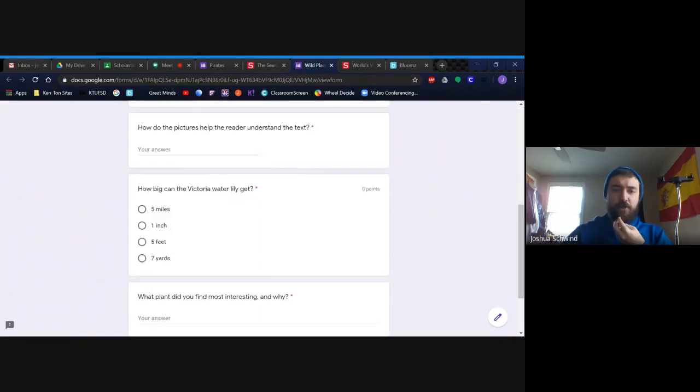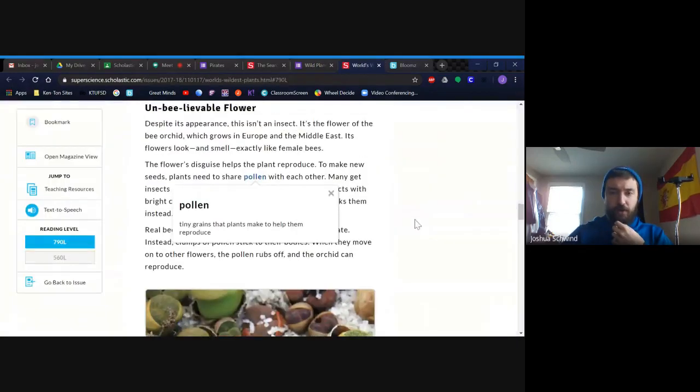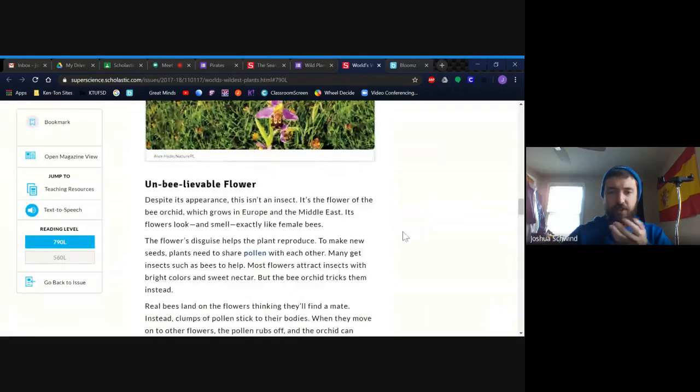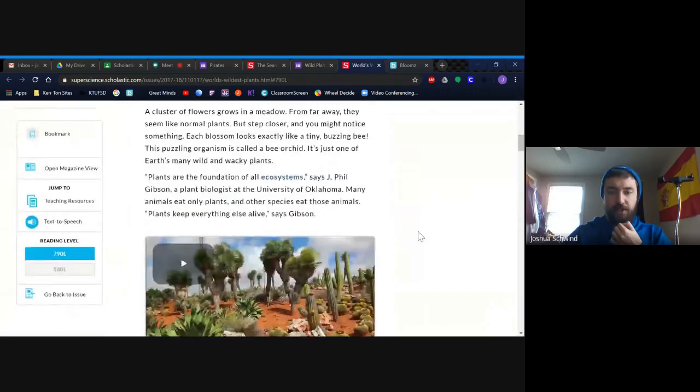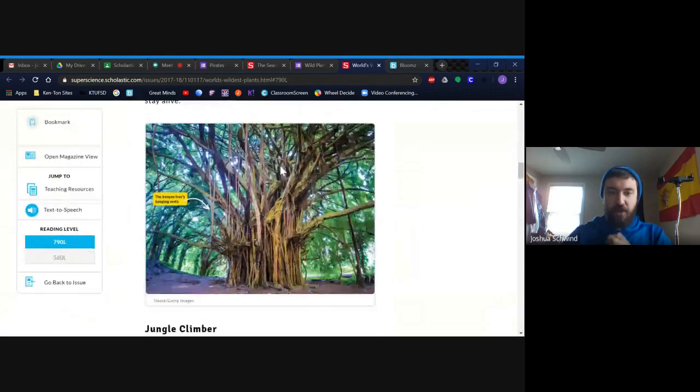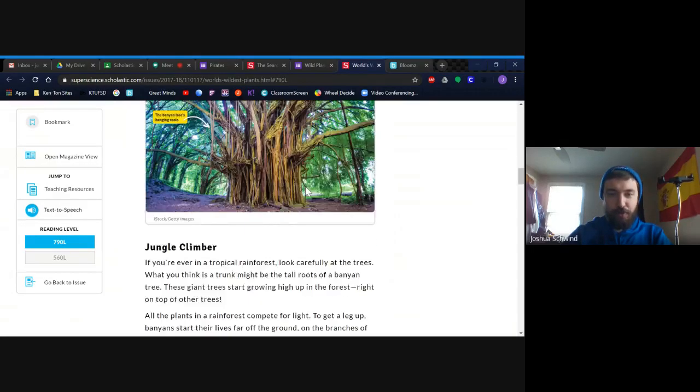Now, how do the pictures help the reader understand the text? Well, there were a lot of plants in here that I had never heard of before. So these pictures really, really helped me see them. Especially, I didn't realize these are the roots. This little caption here showed me that these are the roots. Usually they're underground, but no, this tree, the roots are hanging there. I thought that was super cool.